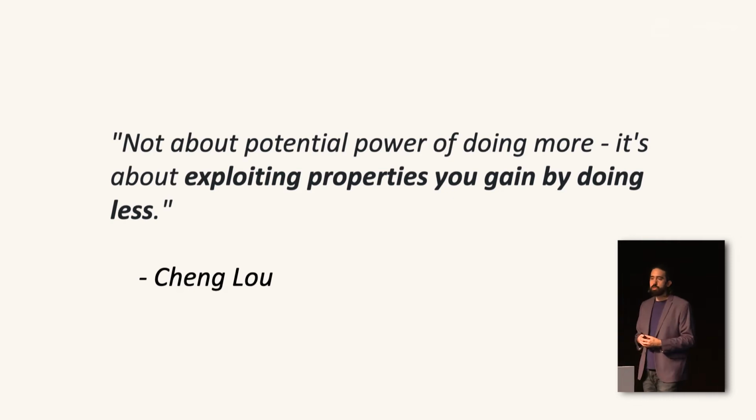What's the point? I watched this awesome talk by Cheng Lou at React Conf a couple of years back. He was talking about powers of abstraction. It's kind of a generic topic, and he said that, yeah, you can always do more in object-oriented languages, in mutable ones. You can do more. Immutability slows you down. It reduces the things you can do. It just tells you you can copy it. That's basically it, right? And he says that it's not about the potential power of doing more with mutability. It's about exploiting properties you gain by doing less.